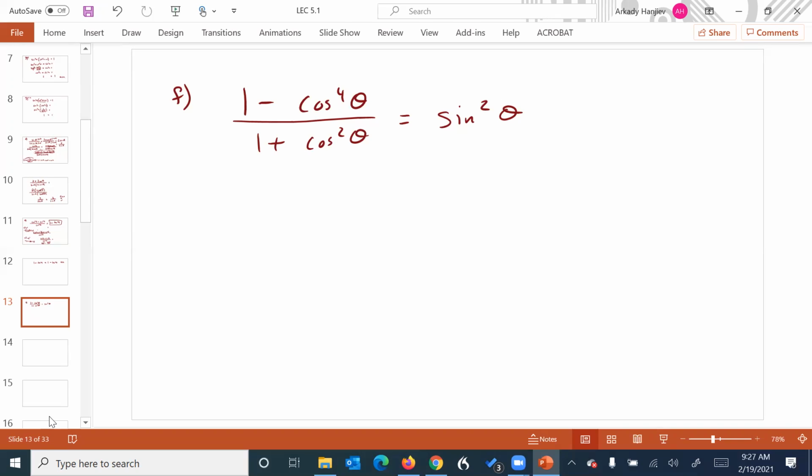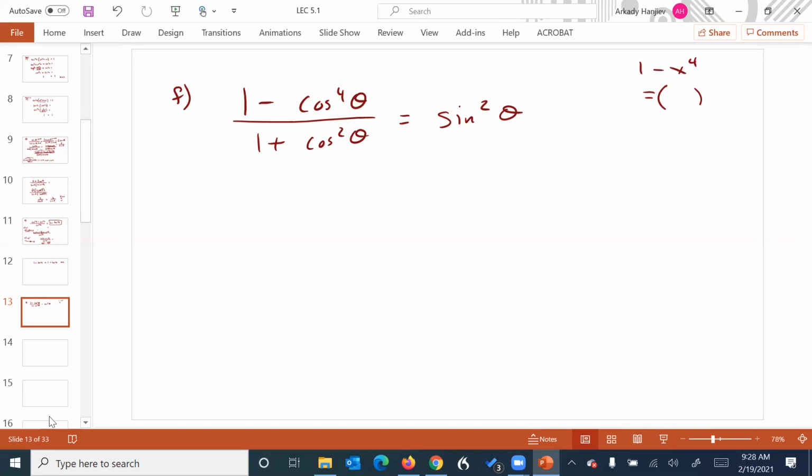I'm thinking that the numerator there, 1 minus something to the 4th power, that probably could be factored down. And so again, if you're kind of stuck, then off to the side, think about how that would be factored down in algebra. So I have a 1 minus something to the 4th power.